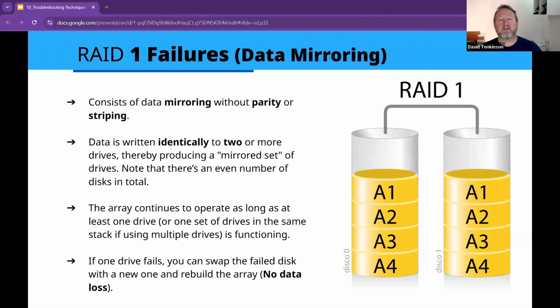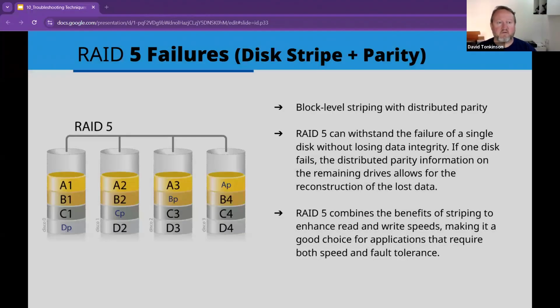RAID 1 essentially is mirroring. Yes, you do get some protection here. If one of these disk drives fails, the data is written equally to both. You can see you've got A1 on both disks, A2 on both disks, A3 on both disks, etc. That means we can lose one of those disks and the system will carry on going and writing data. Bit of a recap there.